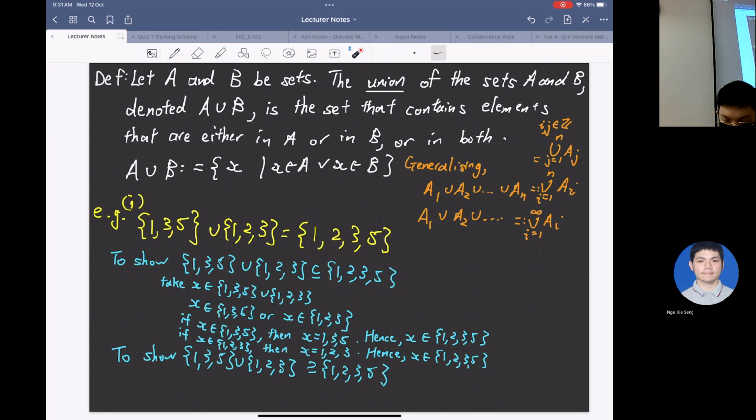Similarly, you need to show the other direction, so I keep this as an exercise. Any question on showing this part here? This is quite explicit because the set is a finite set, so you can go through all the elements. Any question? Okay, next, about R union N. What do you get?